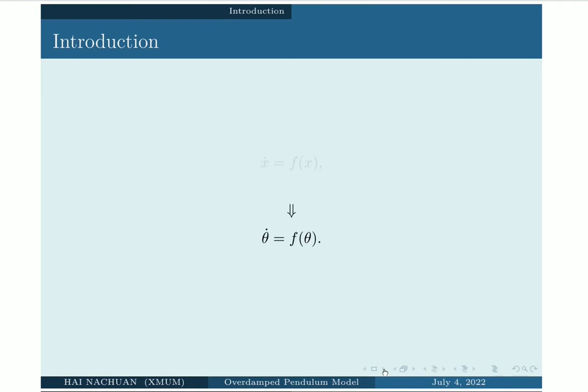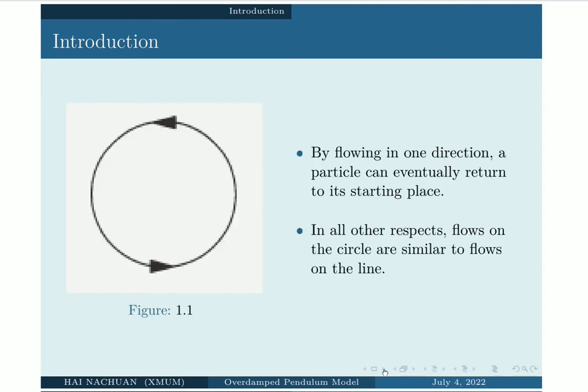Here, theta is a point on the circle, and theta dot is the velocity vector at that point, determined by the rule theta dot equals f(theta). Like the line, the circle is one-dimensional, but it has an important new property: by flowing in one direction, a particle can eventually return to its starting place, just like in this figure.